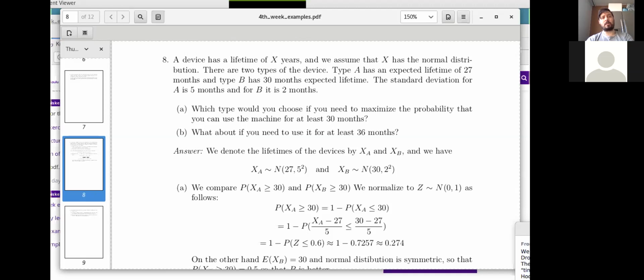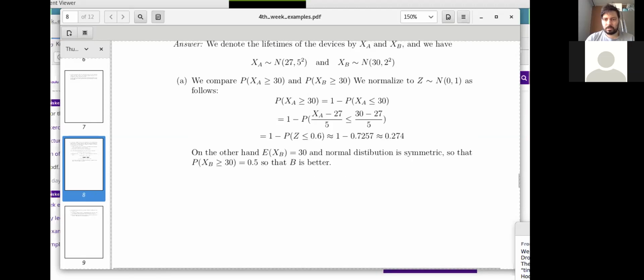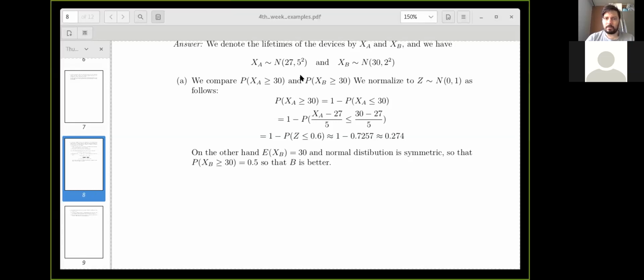The situation becomes radically different if you need to use it for 36 months. Then what kind of device would you choose? Well, both are more than likely to break down before 36. Oh, okay. I'll switch. I have the Finnish one here. So let's switch, and I'll share this other one.